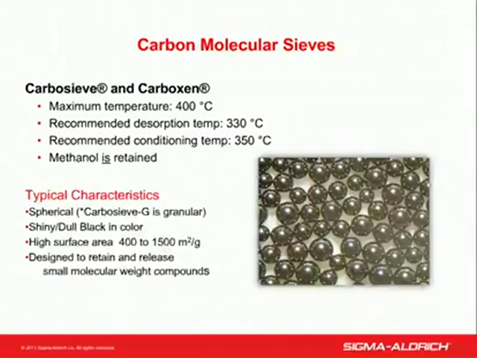The carbon molecular sieves, they too have a maximum temperature of 400 degrees C, a recommended desorption temperature of 330, and a recommended conditioning temperature of 350 degrees C. They're spherical, other than one of them, Carbosieve G, which is granular. They have a shiny dull black color, and they have a lot of surface area. And they're designed to retain and release smaller molecular weight compounds.